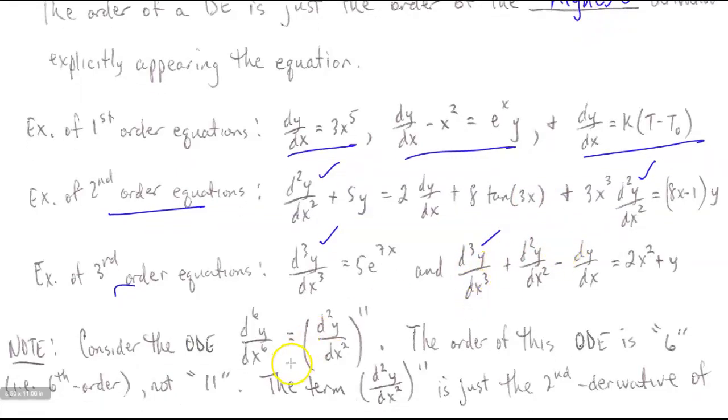Now, if we take this equation, notice that this is what's considered to be a 6th order differential equation, not an 11th order. Notice here that we have the second derivative of some function raised to the 11th power. That's not the same as having the 6th derivative of something, or in this case, having the 11th derivative of something. So we're strictly going by the highest order of derivative that we have.